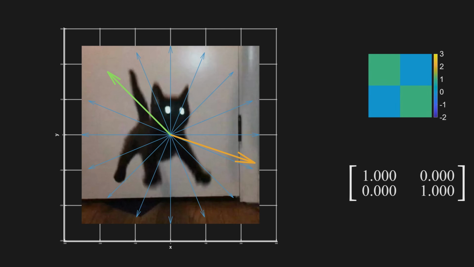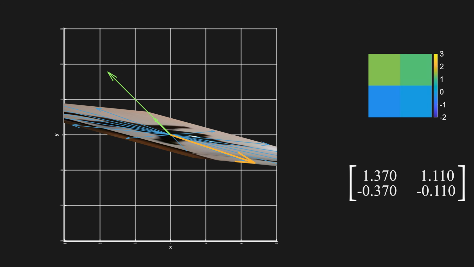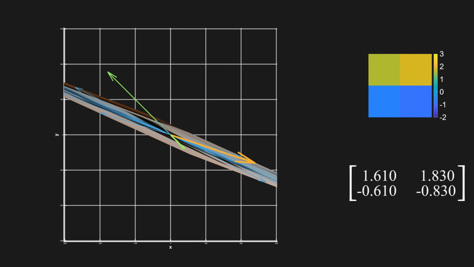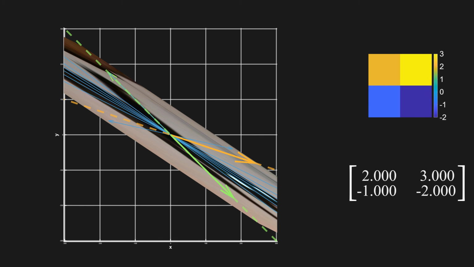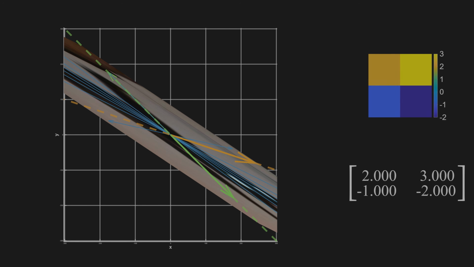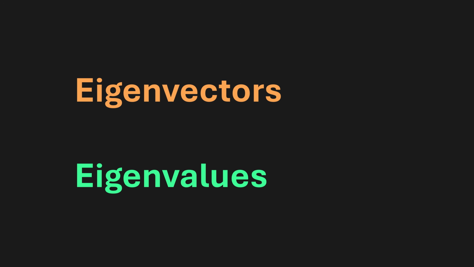Now we draw some arrows on our picture, and we do the transformation. Notice that some directions on our fabric are special. When you transform it, the arrows pointing in those directions only get longer or shorter, but they don't change direction. Those special arrows, they're the eigenvectors. How much they stretch or shrink, that's the eigenvalues.